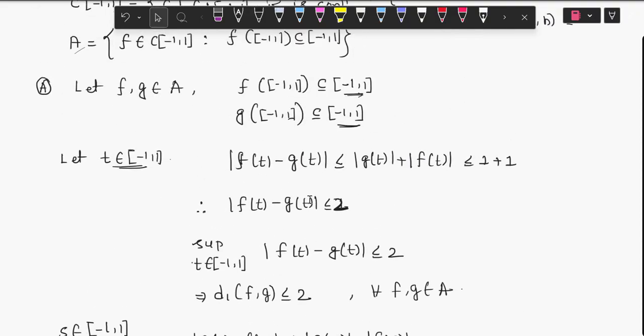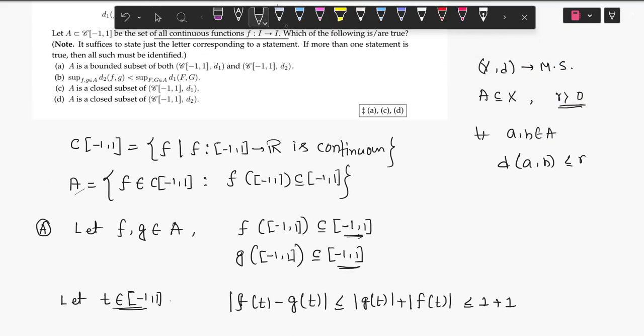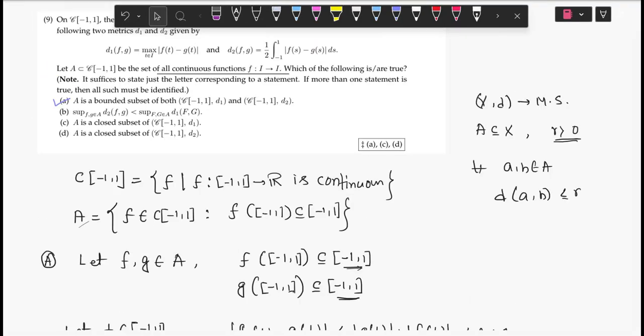So option a is correct, right? Option a, you can mark that option a which is correct. Now we'll discuss option b. Option b is saying that supremum of fg belongs to A, d2 of fg strictly less than supremum of fg belongs to A, d1 of fg. So first we will calculate supremum of fg belongs to A, d1 of fg.